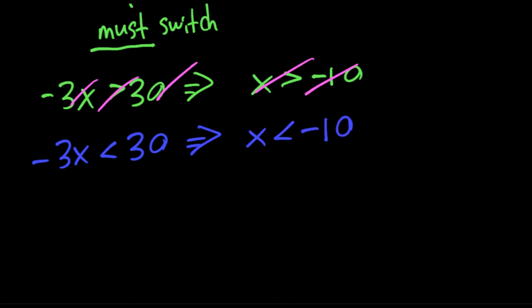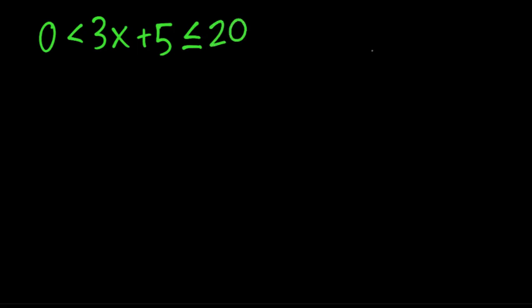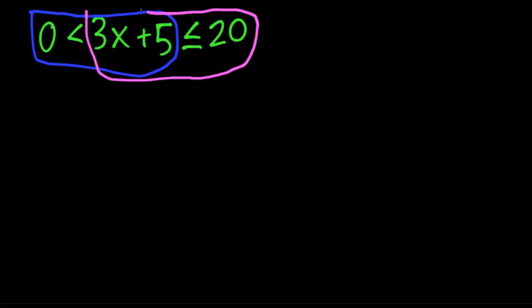Okay, here's a harder example that you might see on the exam. They might say that 0 is less than 3x plus 5, which is less than or equal to 20. This might seem very weird, very bizarre, but what you can actually notice is that this is basically just two inequalities stuck together. So we can actually dismantle this and solve the two inequalities separately.